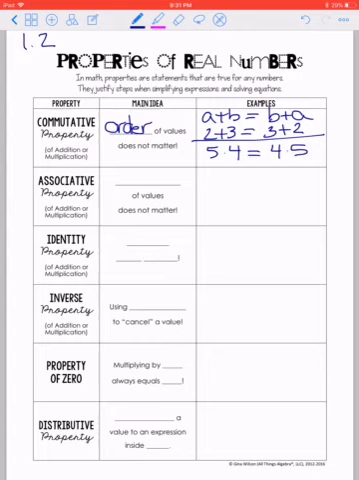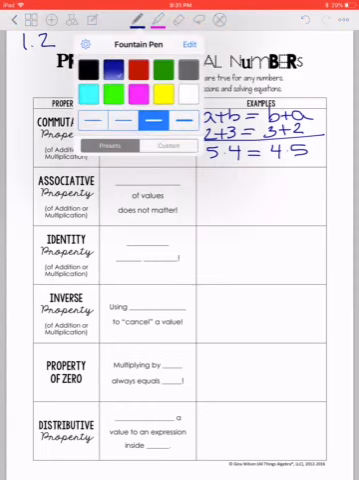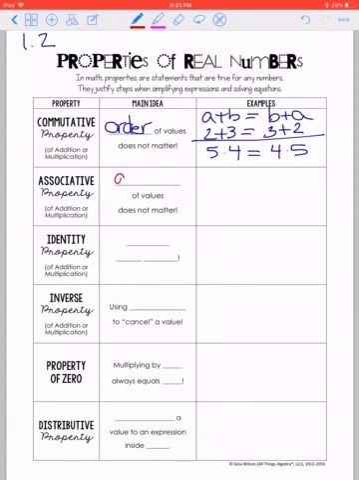And so that is your commutative property, okay? When order doesn't matter. That only works for addition and multiplication. The next one, associative property, is when the grouping of values does not matter. Now again, this one only works for addition or multiplication. So I can write 5 plus 1 in parentheses and then plus 3 on the outside, and I'm going to get the same answer as had I done 5 plus 1 plus 3.